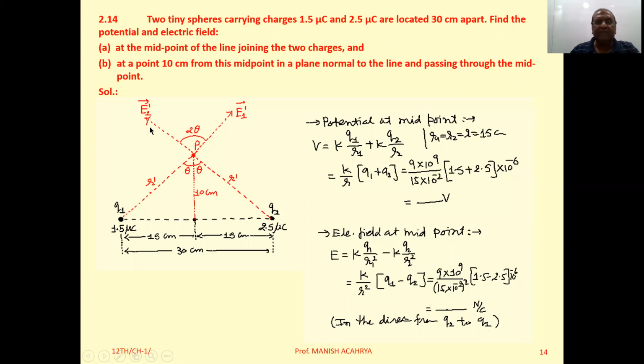Now see here, the directions at point P are as shown in the figure. Here the angle between these two electric fields is supposed to be theta. Now here we can calculate theta from the figure. Tan theta is opposite upon adjacent.